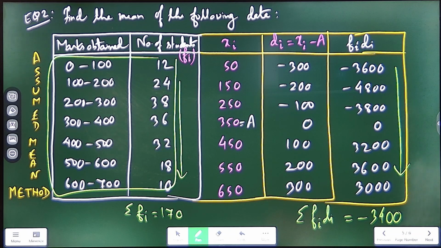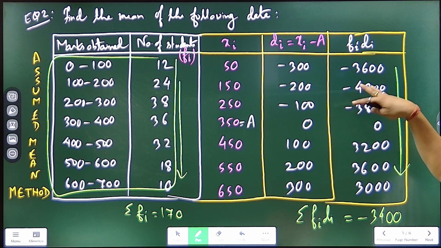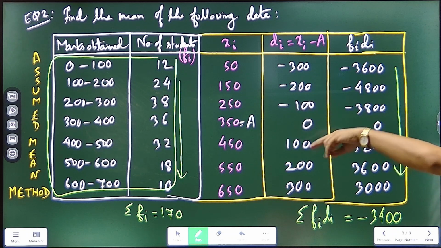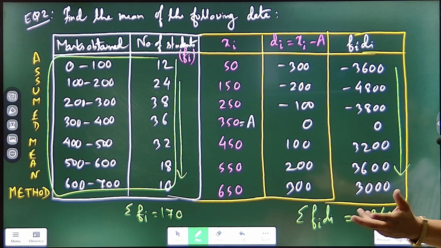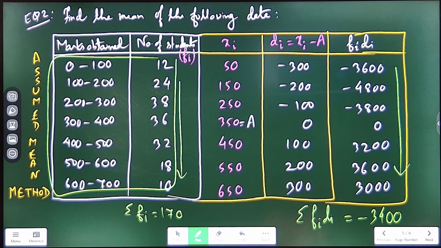Okay, let's do a different one. So this is the second method, assumed mean. The third one I'm going to do is step deviation, and both assumed mean and step deviation are the methods we use for larger numbers. So any one method you only need to understand clearly, then you can do it, right? So yes.